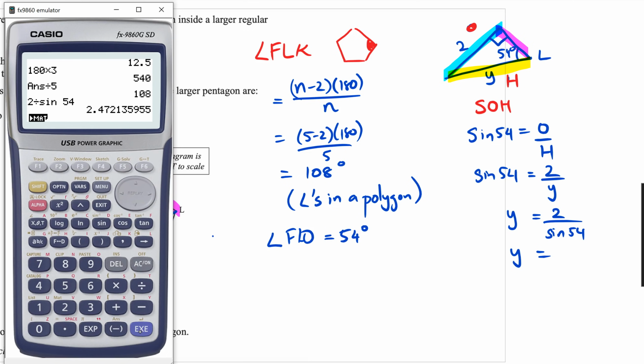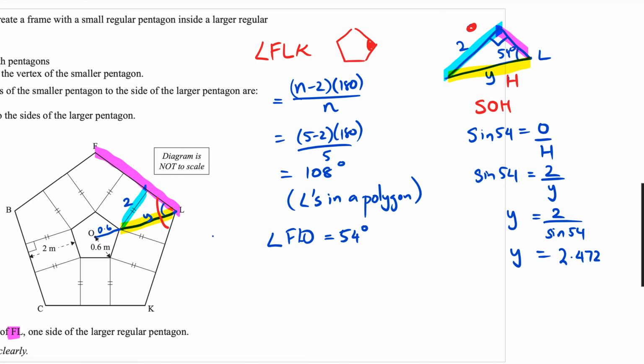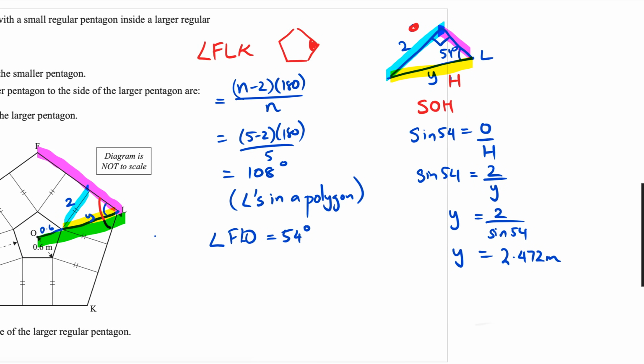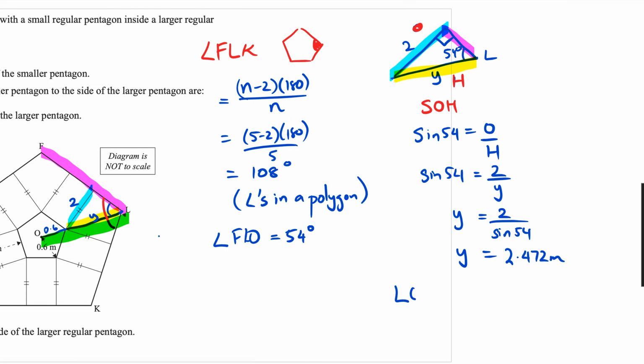Why is that not right? No, that's fine. So 2.472 meters. So that's the y part. Now I've got to look at this entire length of LO. So the length LO is going to be y plus 0.6, which is 2.472 plus 0.6, which is 3.072 meters.